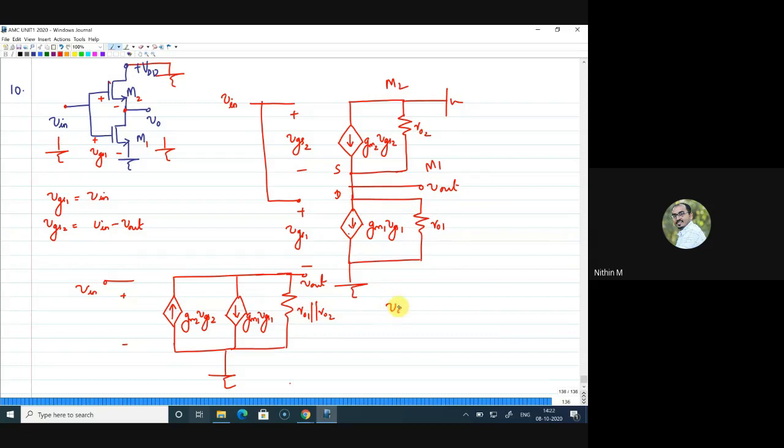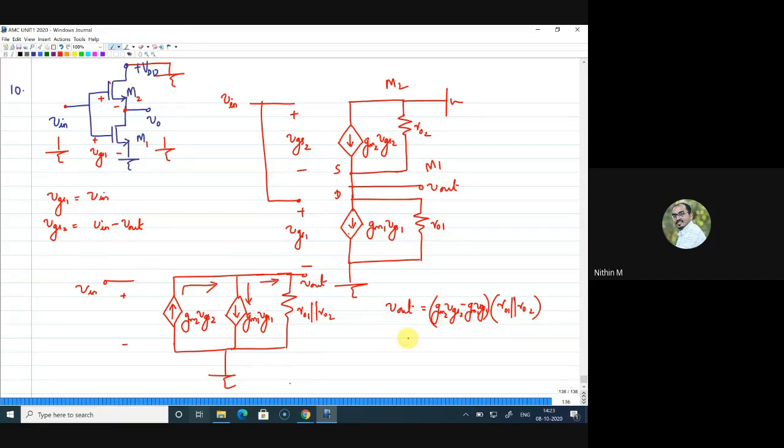So how will I write V out? V out is a drop across R01 parallel to R02. What is the current flowing through this? GM2 VGS2 is coming here. GM1 VGS1 is flowing here. So what will be this current? Charan, can you tell me what is this current? Current flowing through R01 parallel to R02? The incoming current is GM2 VGS2. From that GM2 VGS2, GM1 VGS1 is actually deducted. So this is actually your V out.